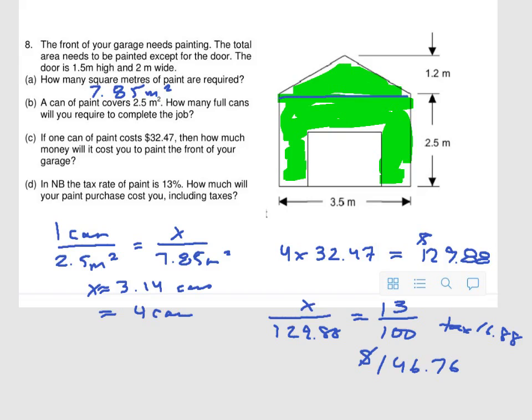So this is another kind of example where you're required to cut your diagram into pieces you can find the area of. Be careful of glitches, like in this case, the fact that you don't paint the door. Just subtract that area away. Find your total area, and then go ahead and apply all of your what ifs. What if a can of paint cost this? What if the tax rate was this? And do all your math after that.